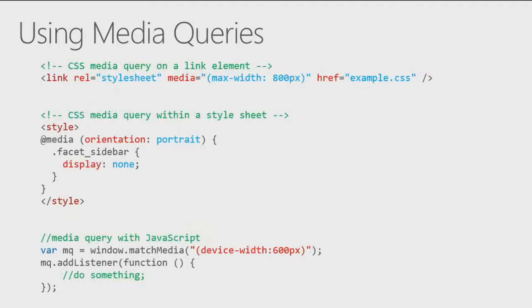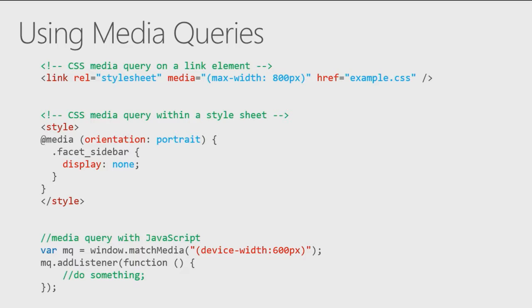Here's some examples of using media queries. The top one here, you can see we have a CSS media query on a linked element. So in this case, I'm using a link, and the media query is saying max width 800 pixels and then referencing a style sheet. So it's asking the device if your maximum width is 800 pixels. If you're in that 800 pixel window, then I want you to use this style sheet. And so we could have multiple style sheets that are now applied based on the maximum width of a particular device.